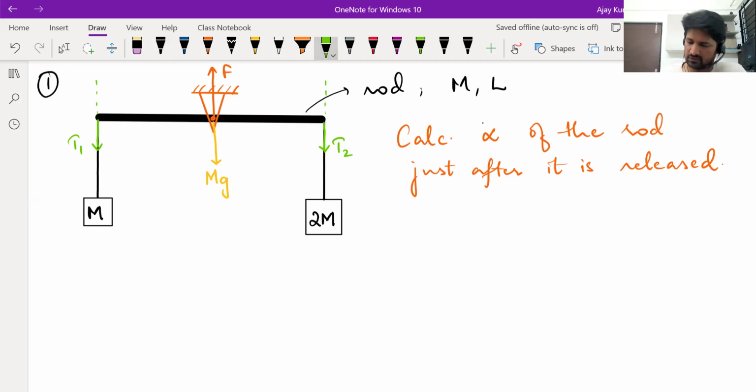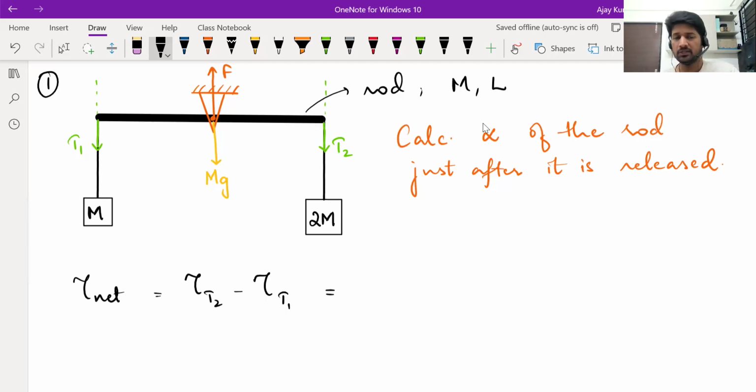Now, if you see, we just have to write net torque equal to I alpha on the rod. Then the net torque in this case will be torque produced by T2 minus torque produced by T1. Okay, fine. Aishwarya, you only tell me, how will you express the torque produced by T2?